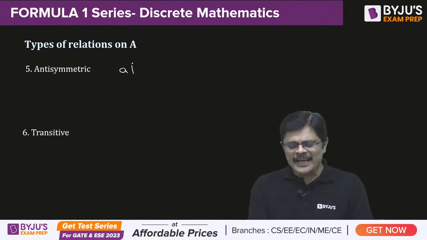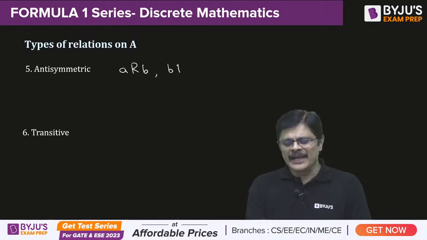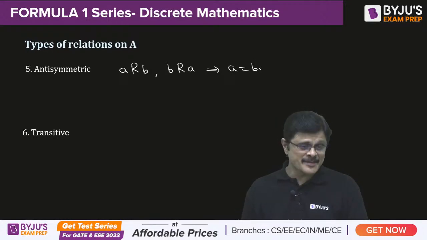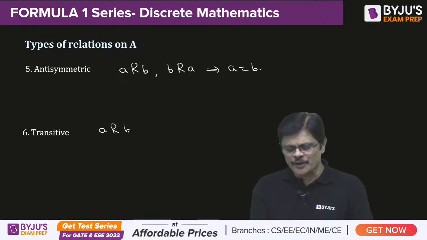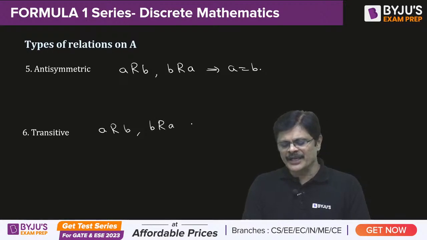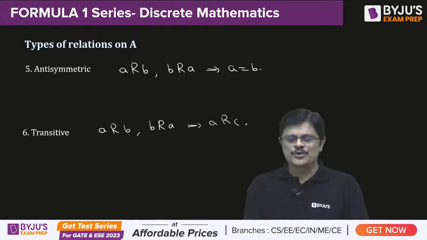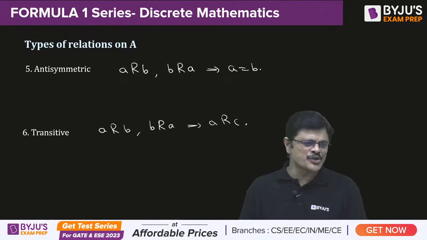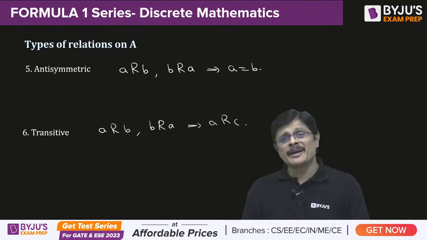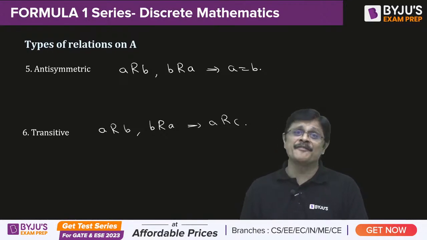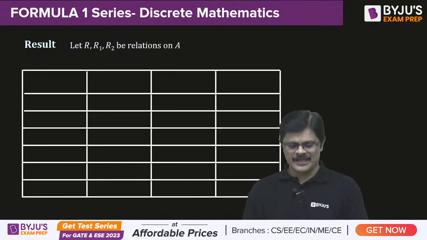Antisymmetric: if a is related to b and b is related to a, then a must be equal to b, my dear friends. Am I clear? That is antisymmetric relation. Transitive means if a is related to b and b is related to c, then a should be related to c. So these are the 6 important definitions one should know, my dear friends. And out of these, if a relation is reflexive, symmetric and transitive, it becomes an equivalence relation. If it is reflexive, antisymmetric and transitive, it becomes a partial ordering relation, my dear friends.